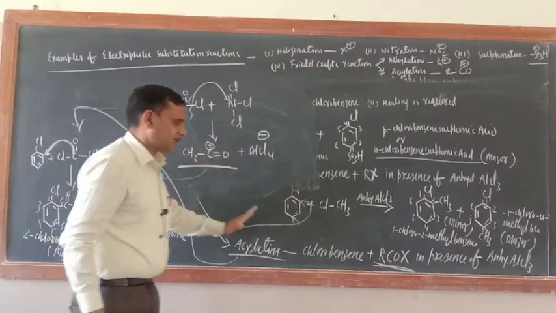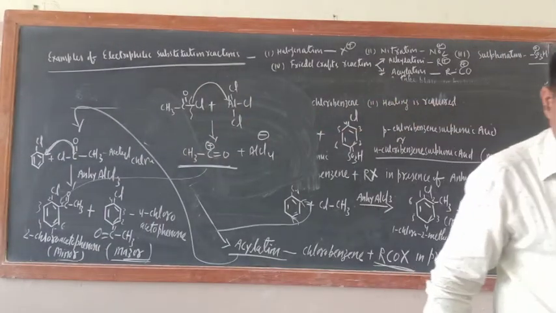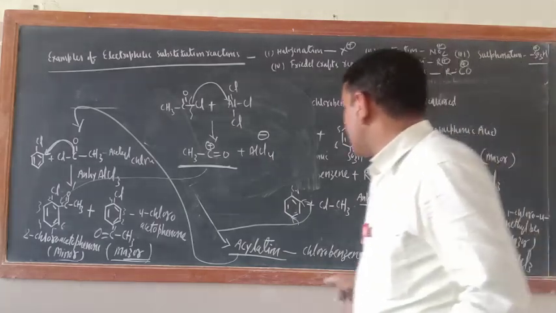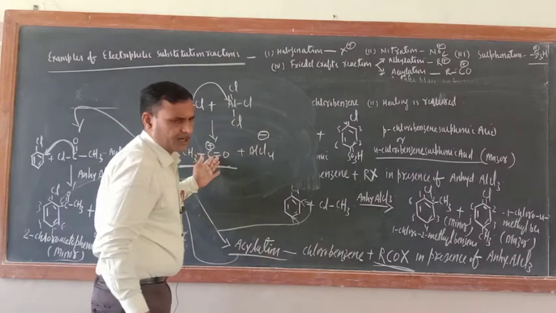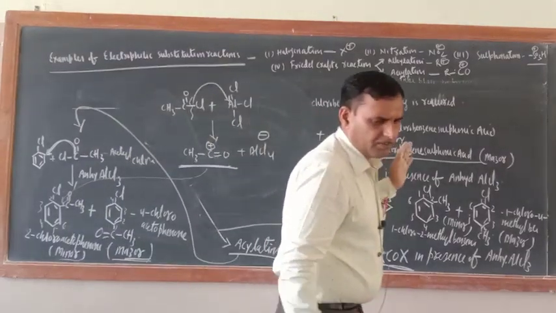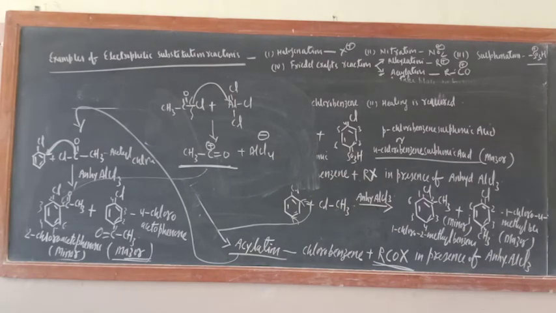So the generation of the electrophile I also taught you. In this way, if you want to make the structure, it would be like that only. Yes, it is there, no problem at all. Now this is only the electrophile. So in this way this is completed.